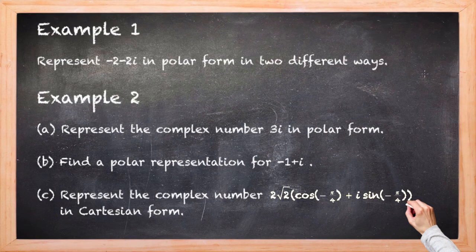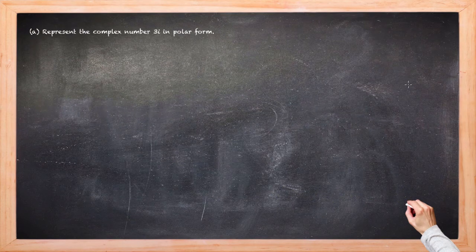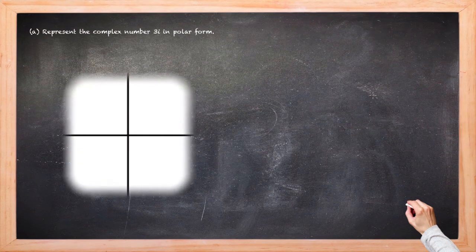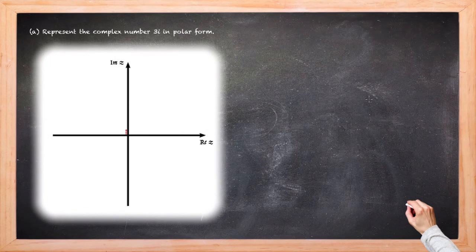Let's tackle example 2 part A. We're asked to find 3i in polar form. Let's again locate it. Now the real part's 0, imaginary part is 3. So its modulus, the modulus of 3i, would be the square root of the real part squared plus the imaginary part squared.